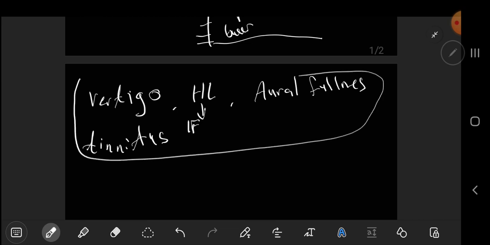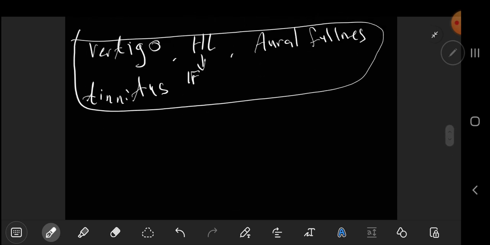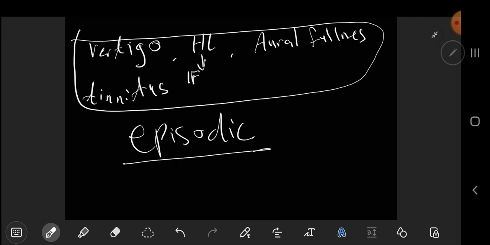This combination is very characteristic of Meniere's disease, even though many other diseases can cause vertigo, dizziness, tinnitus, hearing loss. But the low frequency hearing loss, which is sensory neural, with vertigo and tinnitus, and which is episodic, is very important in Meniere. Those are episodes of vertigo, hearing loss, aural fullness, and tinnitus.